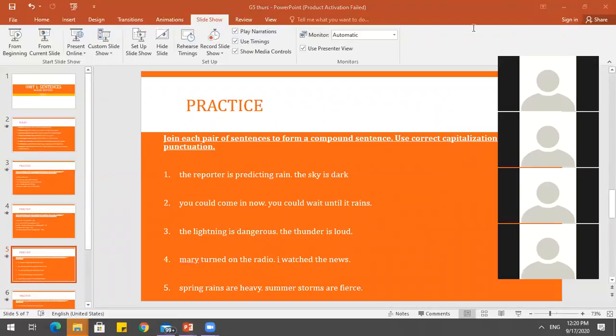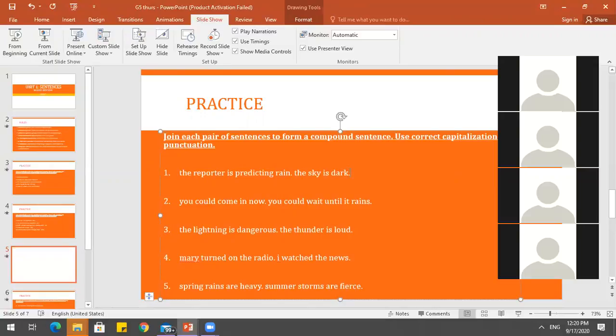I'm sure you guys remember what compound sentences are. Habiba, can you do number 1? Of course. The reporter is predicting rain. The sky is dark.